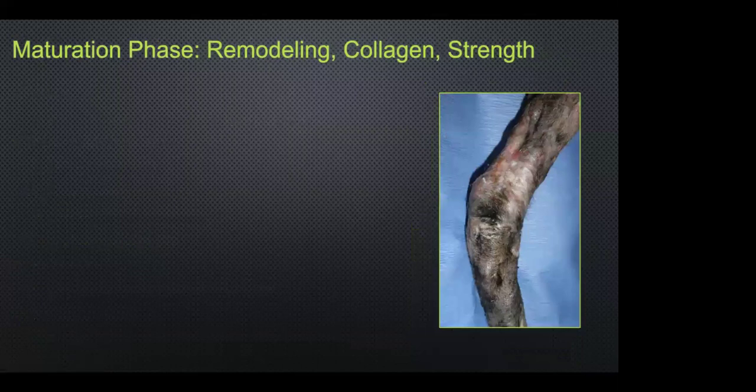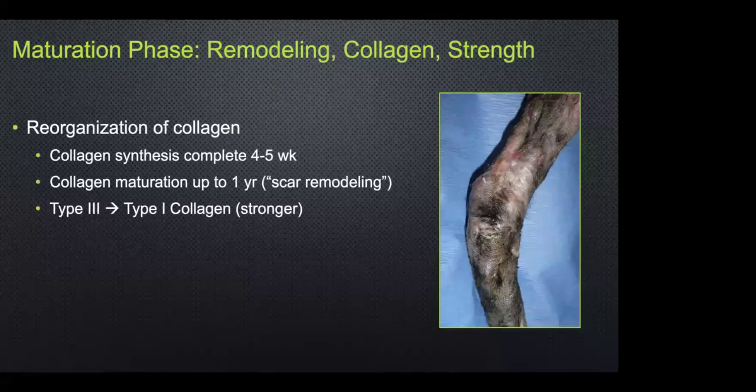Lastly, the maturation phase is where you start to see remodeling and increase in strength and transition from immature to more mature collagen. So the collagen reorganizes itself. Typically, synthesis of collagen stops at around a month or 5 weeks in, but it can take up to a year for this collagen to mature, and that's where you see scar remodeling.